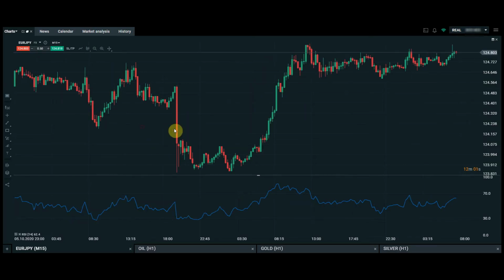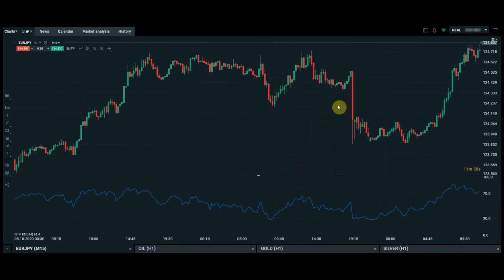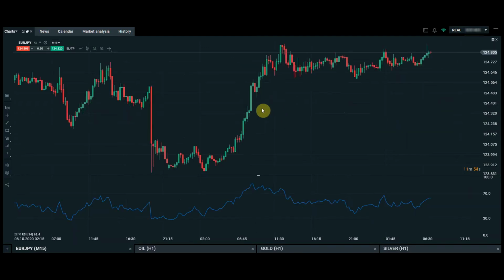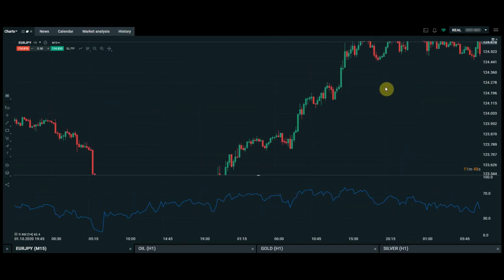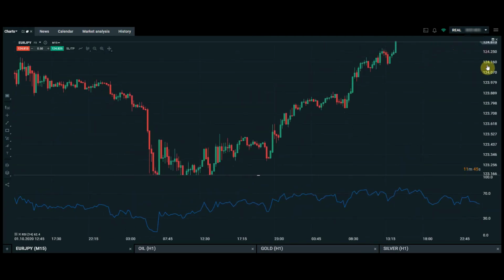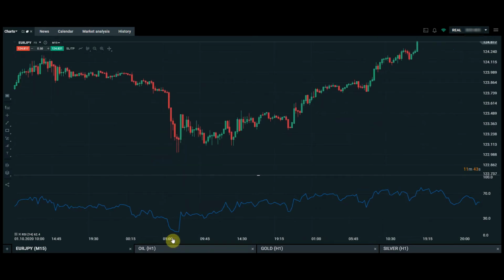So the whole ethos behind this strategy here is oversold, overbought. Here, oversold, we're buying. There. Let me just auto this so you can see it clearly. Okay. Look at this one here. Okay. Oversold, nice long move.